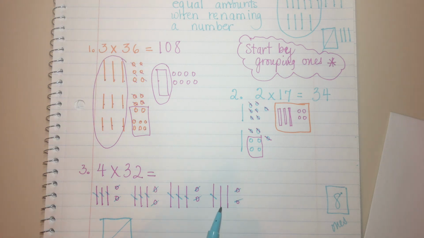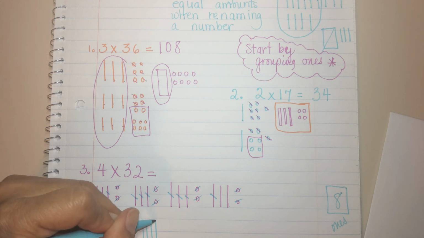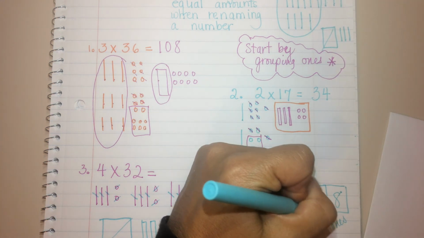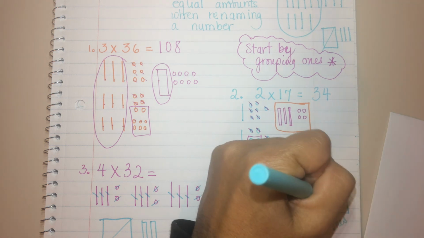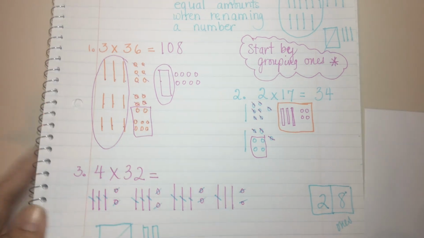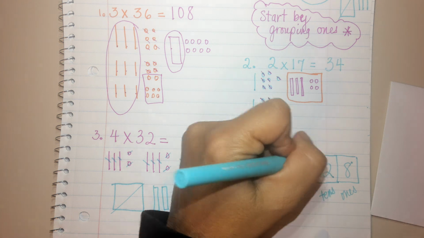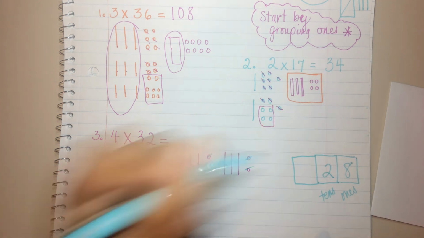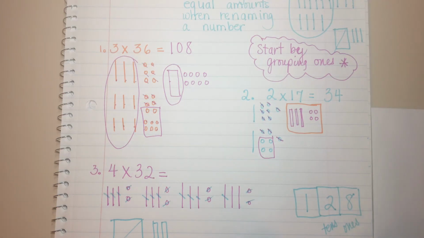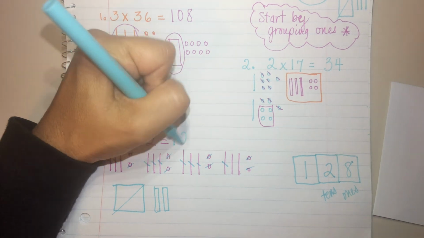And I have 2 10s left. So in the 10s place, I'm going to put a 2. So now we have 28. And in the hundreds place, we only have 1. So the answer to 4 times 32 is 128.